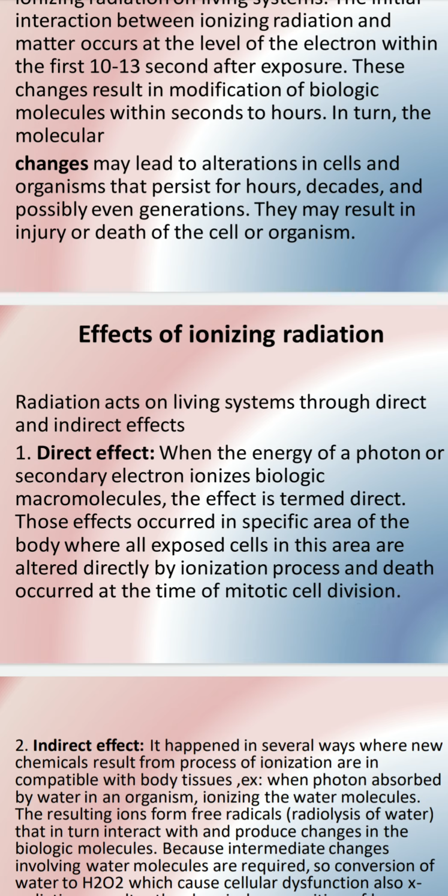Effects of ionizing radiation. Radiation acts on living systems through direct and indirect effects. Direct effect: when the energy of the photon or secondary electron ionizes biological macromolecules, the effect is termed direct. Those effects occur in a specific area of the body. All exposed cells in this area are altered directly by the ionizing process, and death occurs at the time of mitotic cell division.